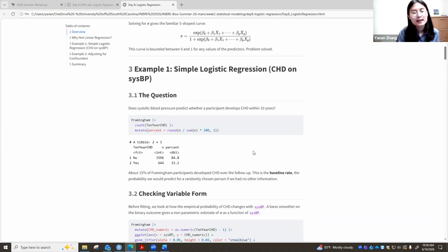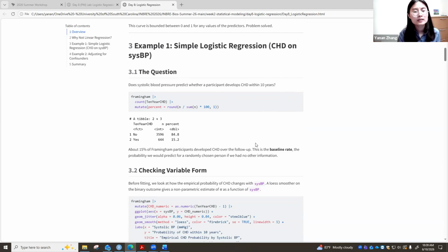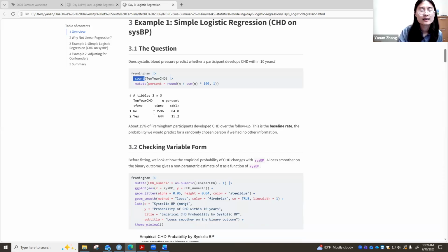So before we do anything, let's get a brief idea about, on average, overall, in this data set, what's the proportion of people who develop this coronary heart disease after follow-up for 10 years. So we can do that using the count function and then calculate the proportion. So here we got among all those people participating in this Framingham program, about 15.2% have developed coronary heart disease within 10 years, and about 85% did not, right?